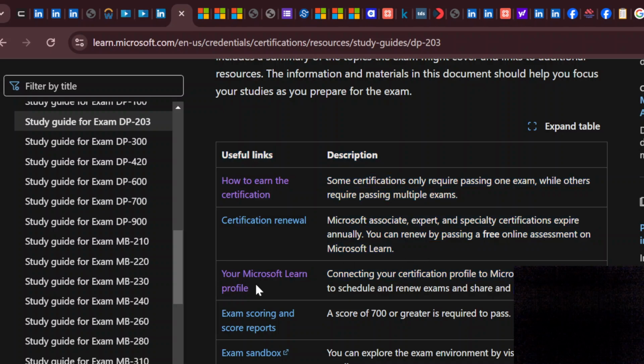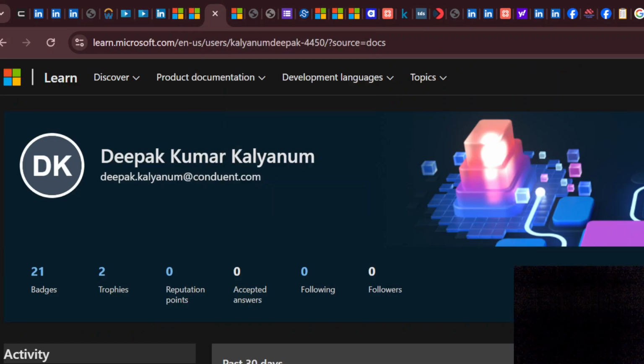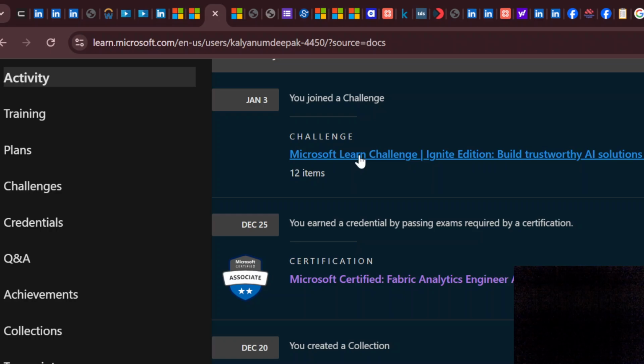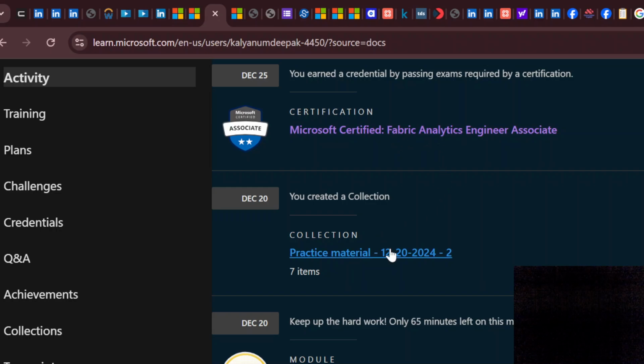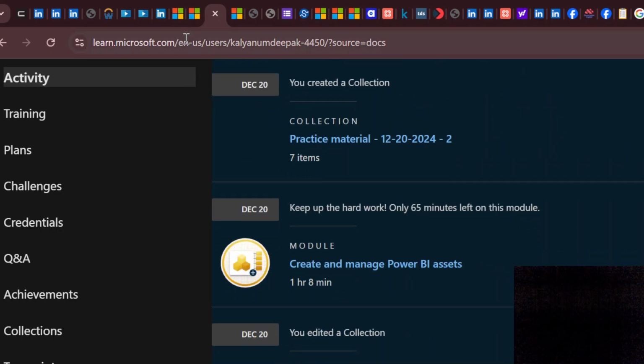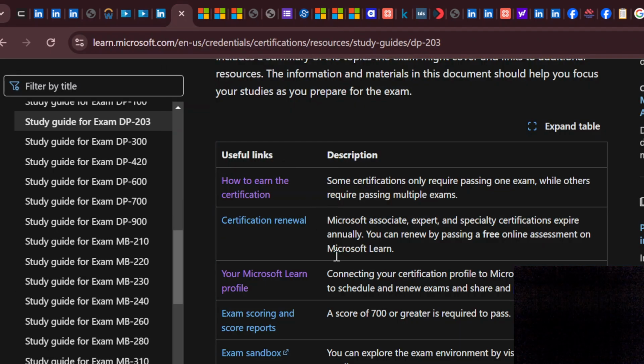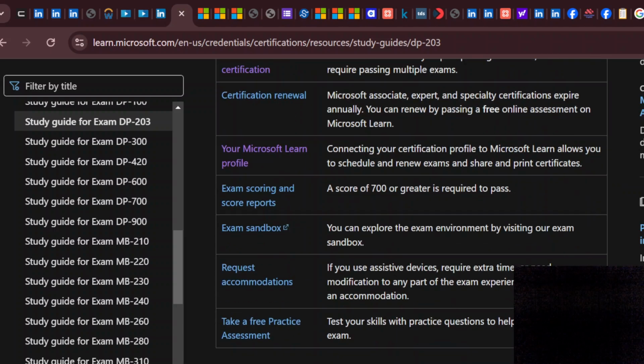I would say the Microsoft Learn profile is the most important one, where you log in and can see all your current progress and the certifications you completed, and renew your certifications, everything. You can share and print certificates as well. Obviously 700 or greater is required to pass. Explore the sandbox. If you are in a different city, you can request accommodation.